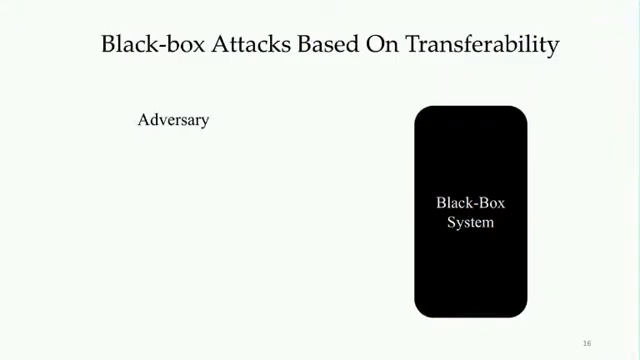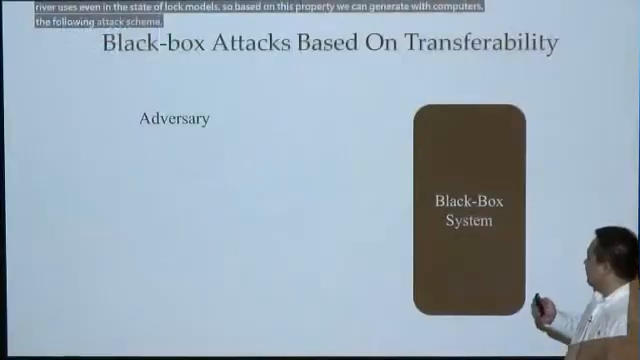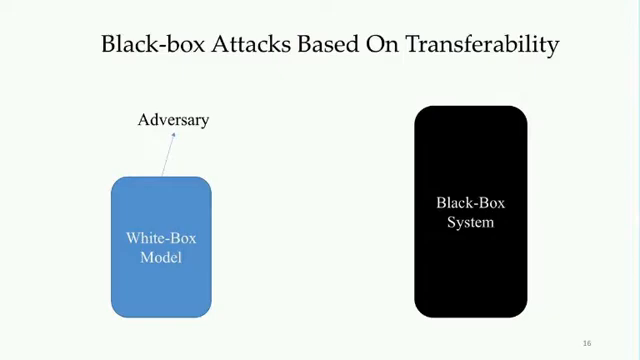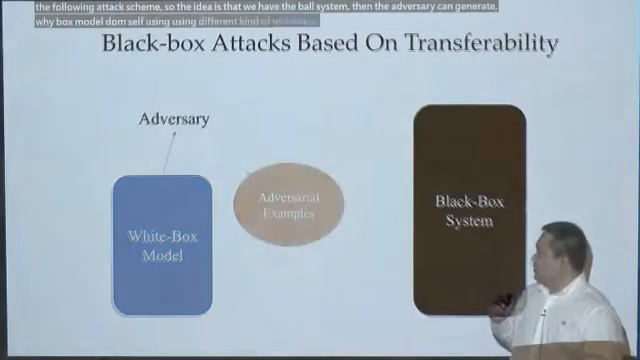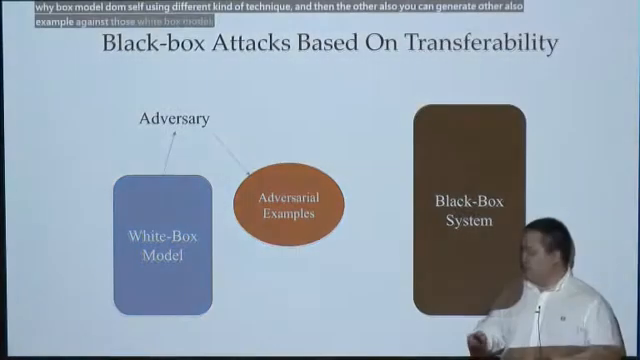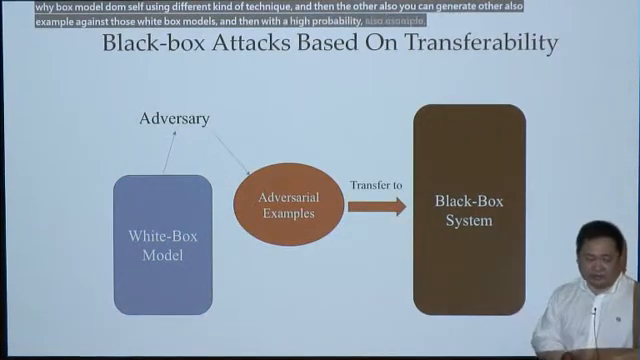So based on this property, we can build the following attack scheme. The idea is that we have the black box system. Then the adversary can generate a white box model themselves using different kinds of techniques. And then the adversary can generate adversary examples against those white box models. And then with high probability, this adversary example will transfer to that black box model.